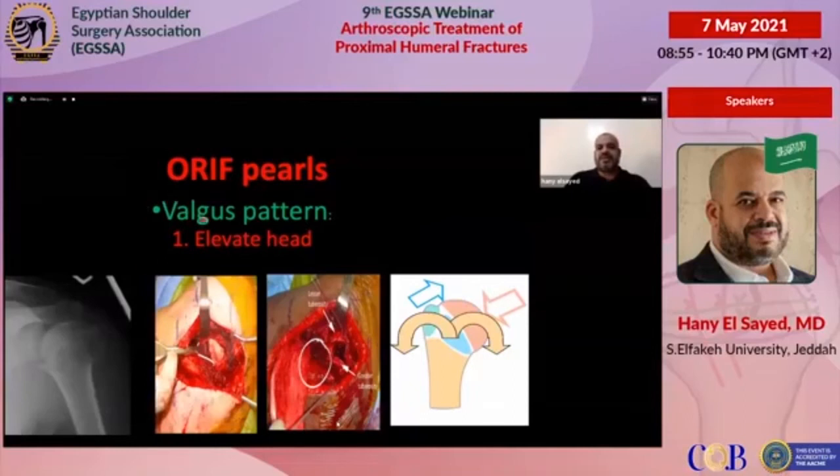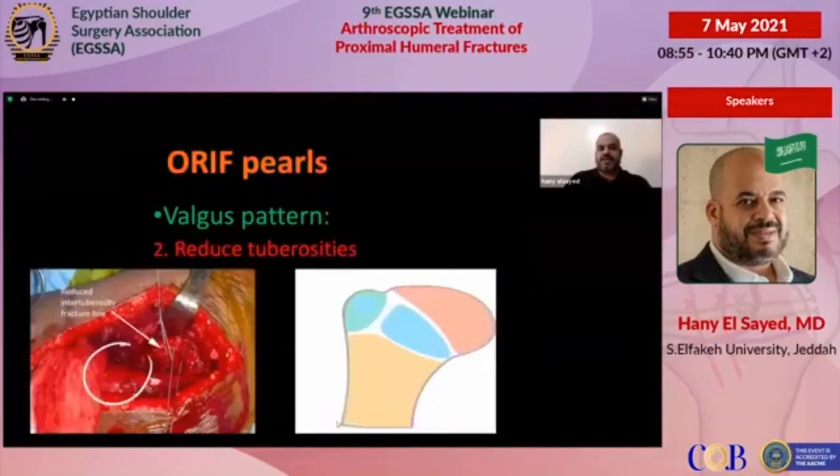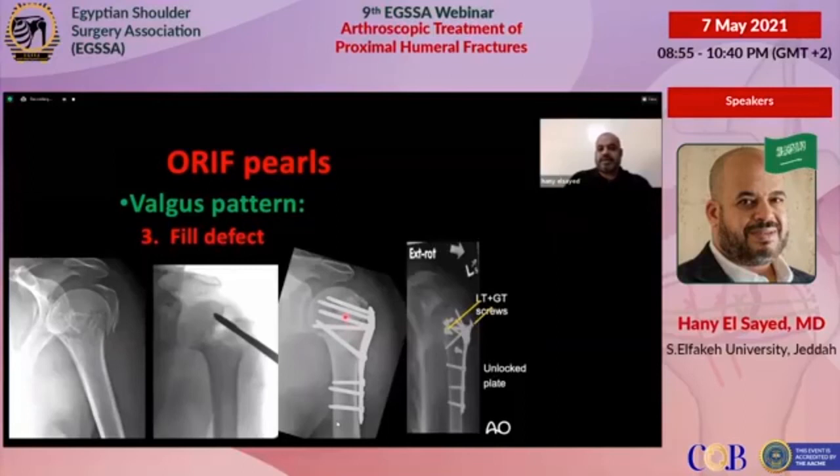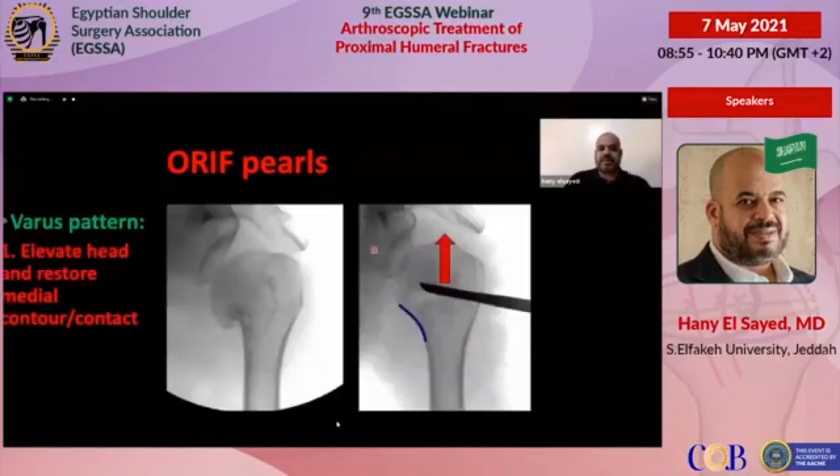We have some patterns of fractures. First is the valgus fracture, as we see here. We need to disimpact that fragment and elevate the head. After that, reduce the tuberosity fragment and fill the defect with graft, fibular graft, autograft or allograft, and fix with this plate. As we see here, these are separate screws, one for the lesser tuberosity and one for the greater tuberosity.